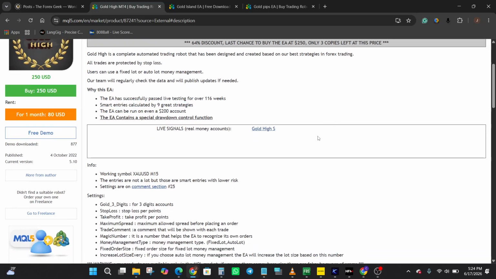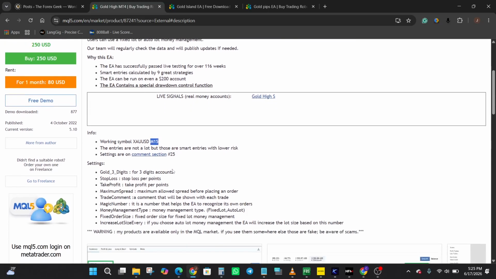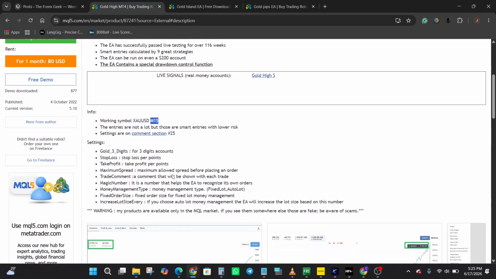Now, looking at the recommended trading setup, Gold High EA is designed to work on XAUUSD using the M15 time frame. The developer also notes that trade frequency is relatively low, with a focus on what they describe as lower risk entry opportunities.